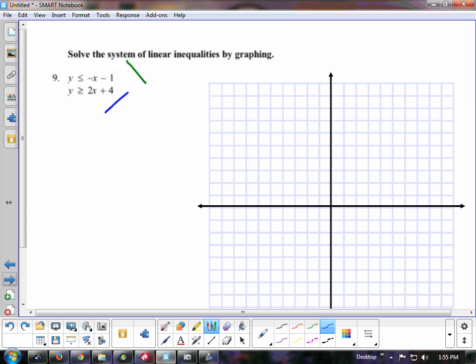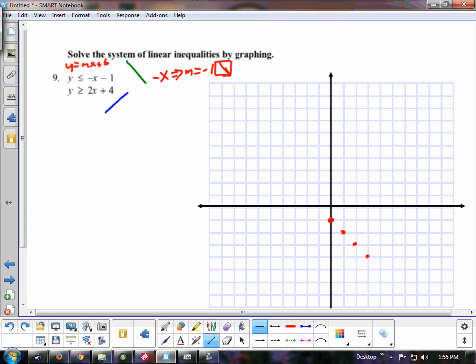Okay, the first line starts at, because it's in y equals mx plus b form, or we're going to graph that form of it, we could start at -1, begin at -1, and do a slope of -1. So negative x implies m is -1, which is downhill, corner to corner. The line is solid, so I'm going to grab a solid line, and I'm going to graph it, corner to corner, solid line.